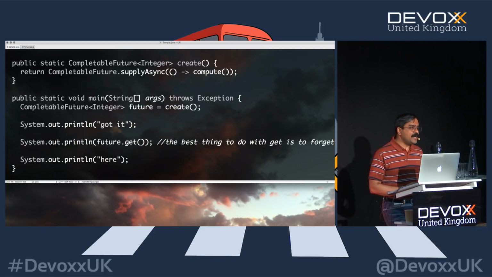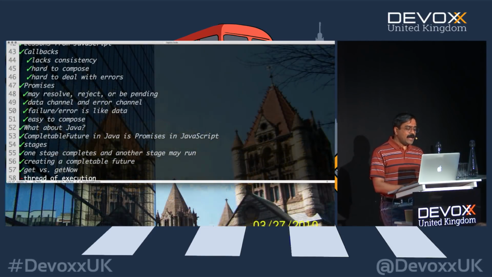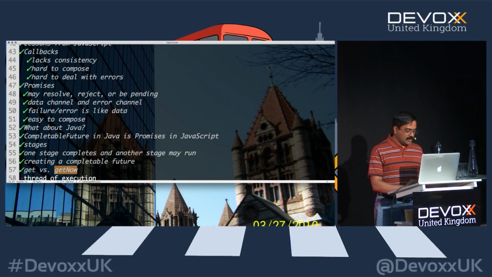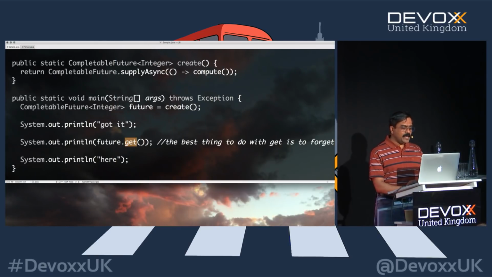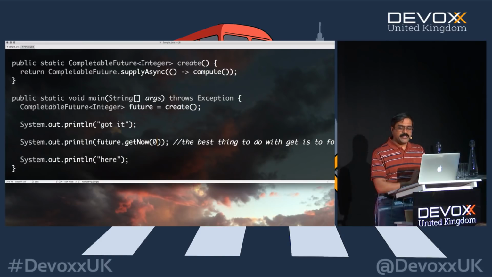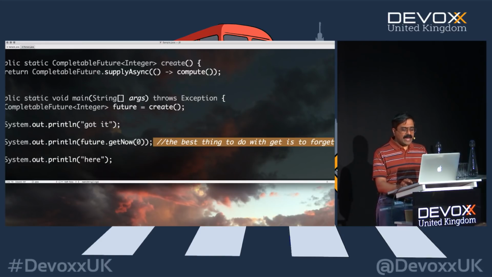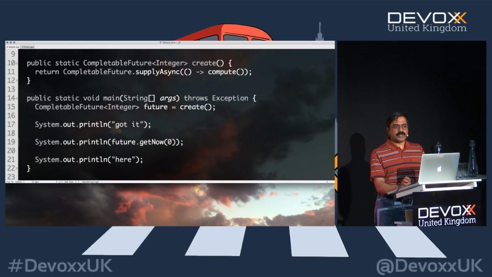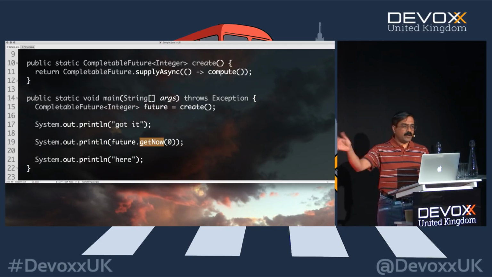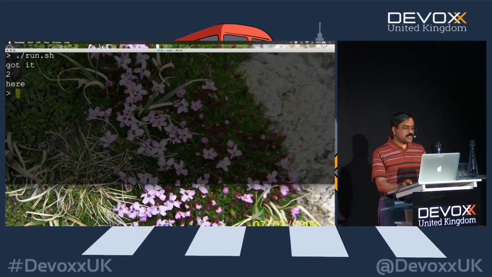There is an alternative to this, which is called getNow. A getNow is an impatient call. So a getNow over here says, I'm going to specify a 0, if you will. So what does the getNow do? A getNow says, if the CompletableFuture has resolved, get me the result of the CompletableFuture. If it has not resolved yet, I don't care to wait on it. Just give me a 0. So this is going to be in a hurry, and it just wants to keep moving.